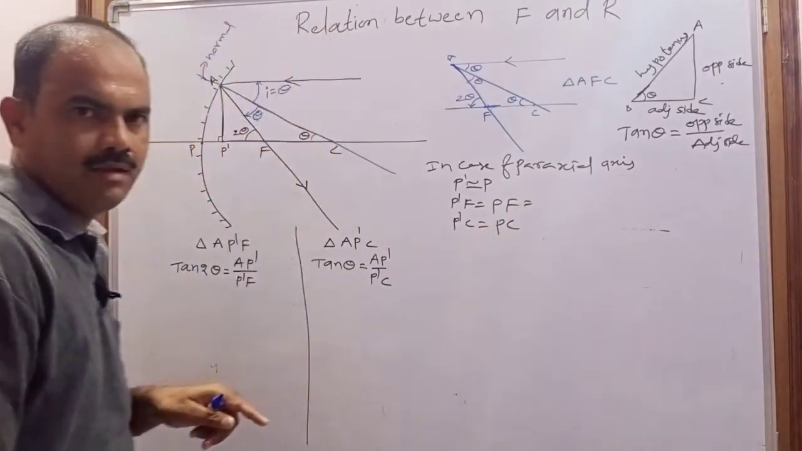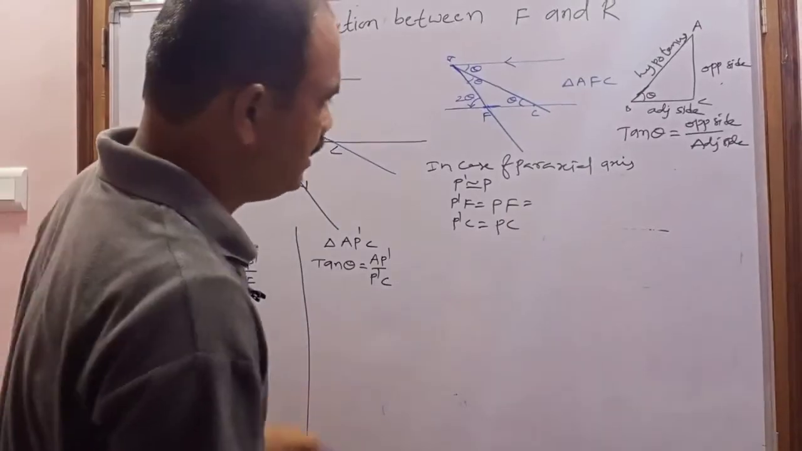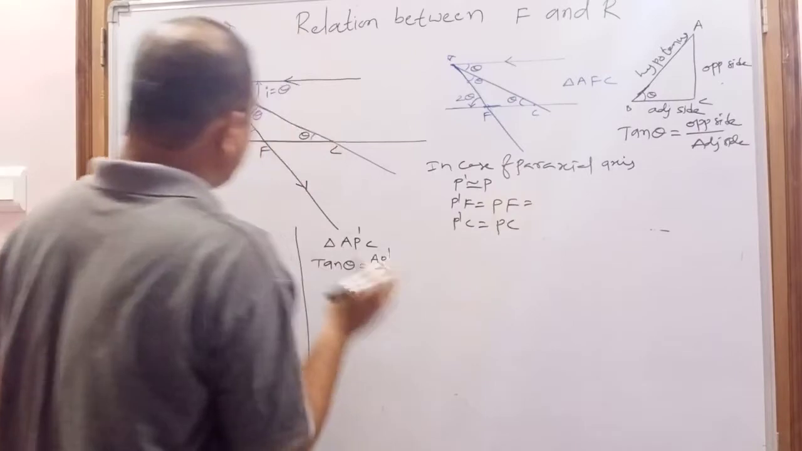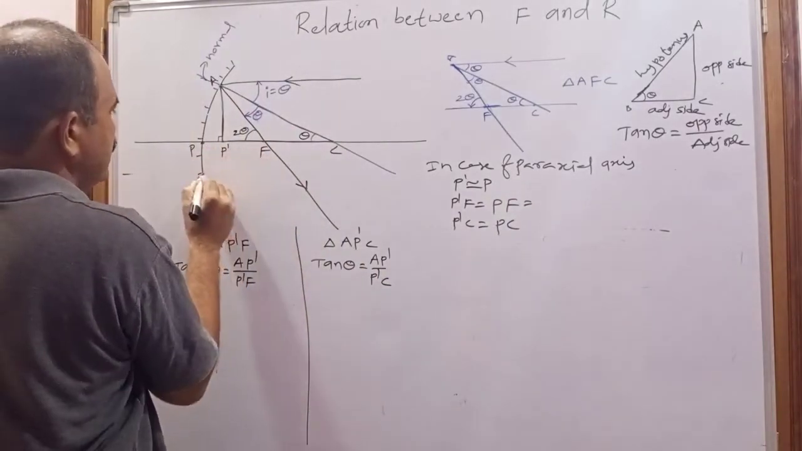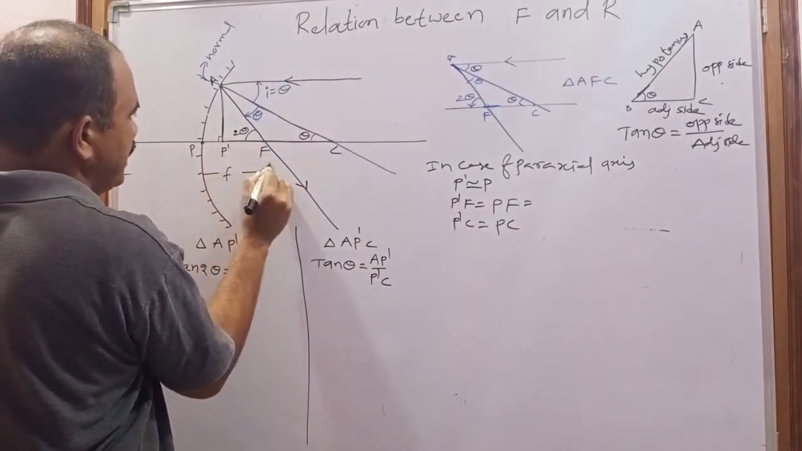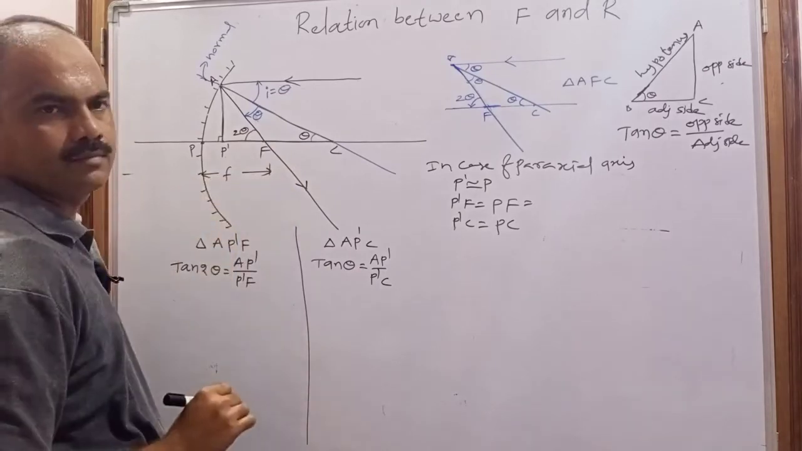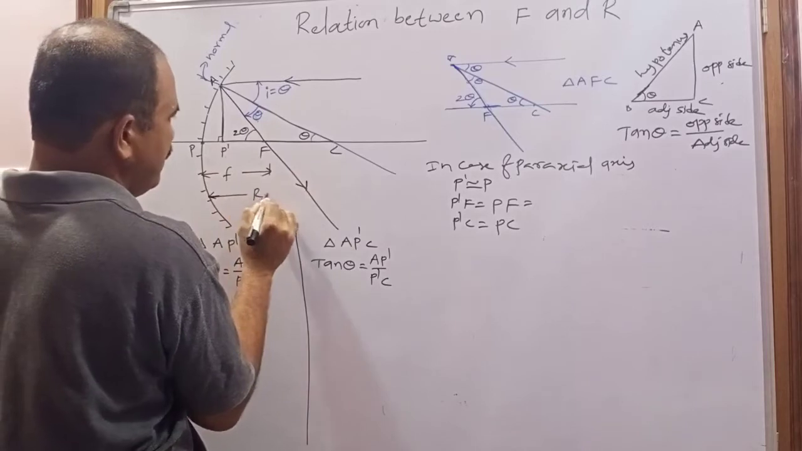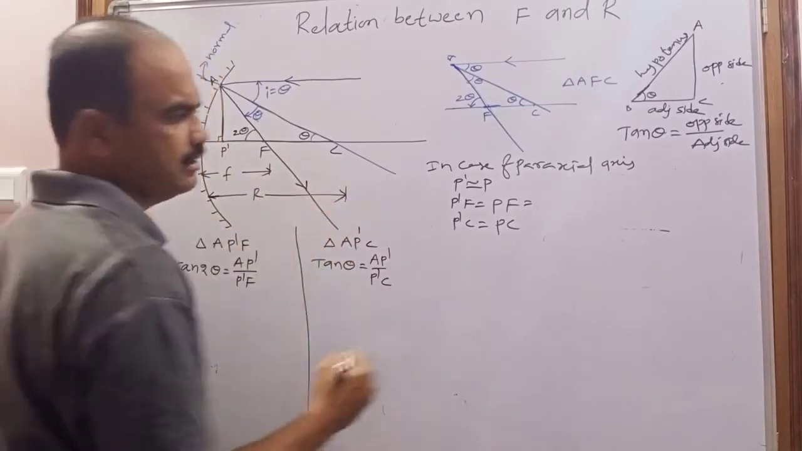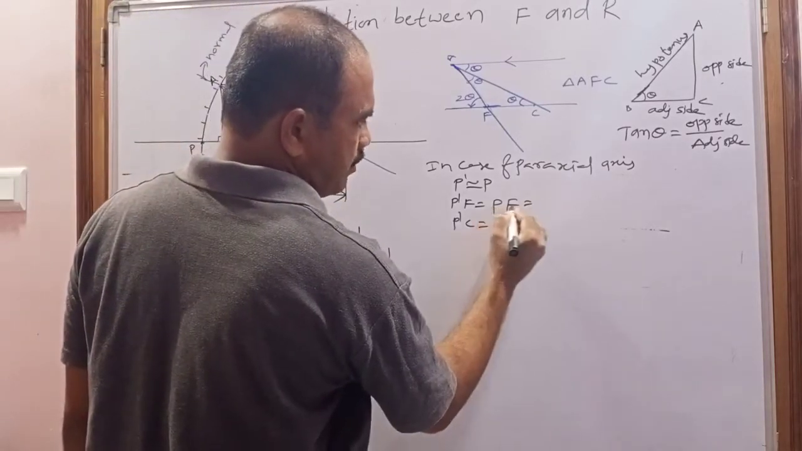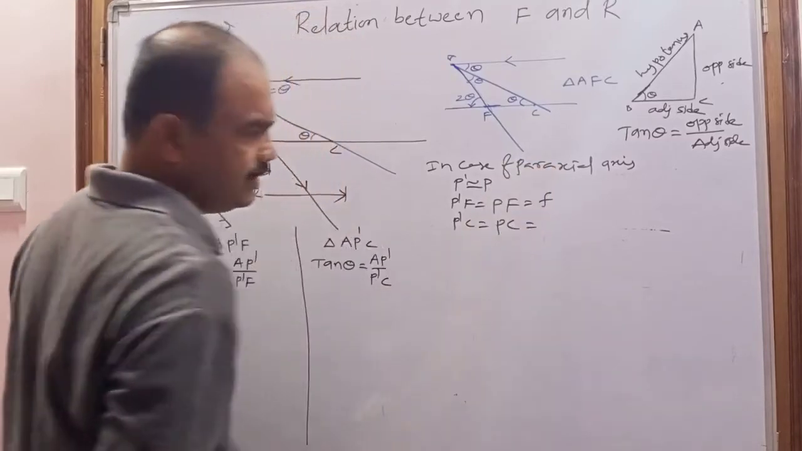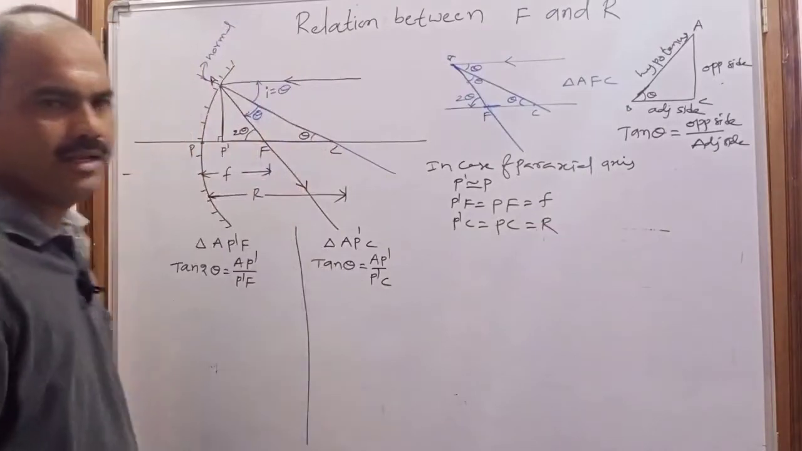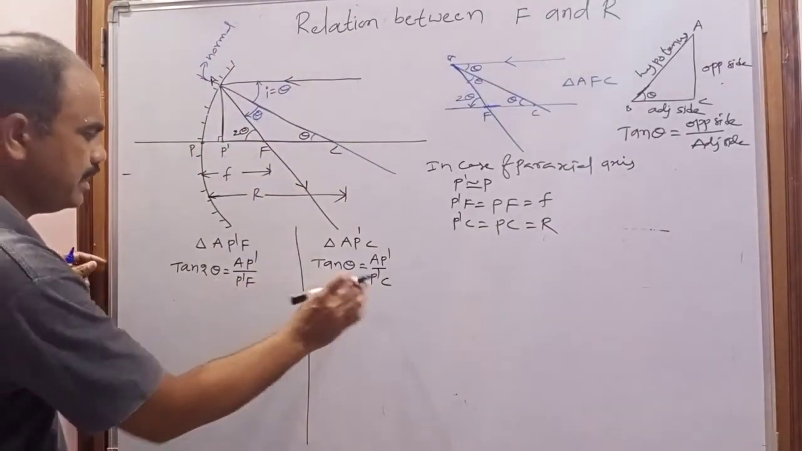But previously, what did we learn about the terms related to spherical mirrors? The distance between the pole and focus is called what? Focal length. The distance between the pole and center of curvature is known as what? Radius of curvature. So now come to this triangle.